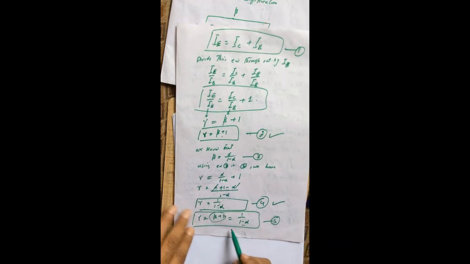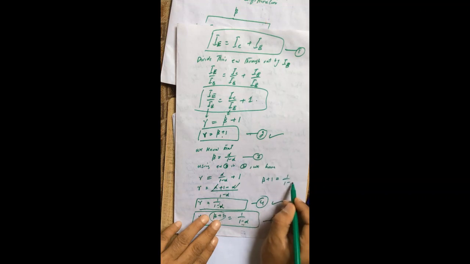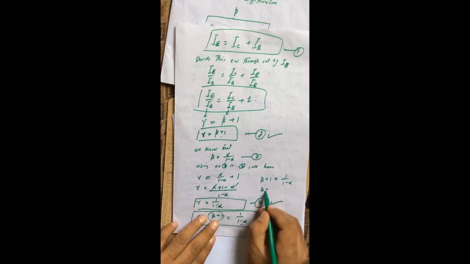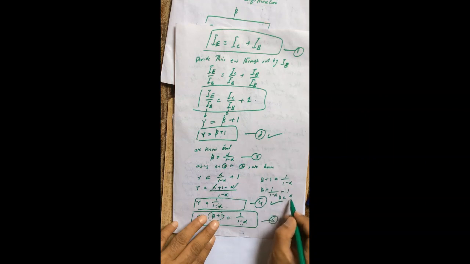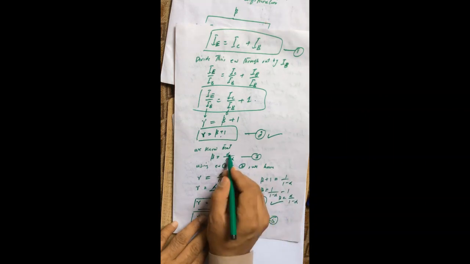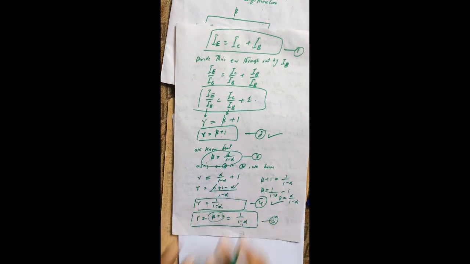Or we can also say that beta is equal to alpha over 1 minus alpha, because both are the same. Since beta plus 1 is equal to 1 over 1 minus alpha, beta is equal to 1 over 1 minus alpha minus 1. If I simplify it, this implies that beta is equal to alpha over 1 minus alpha. So this relation can be deduced from this one. This is all about the relationship between alpha, beta and gamma.